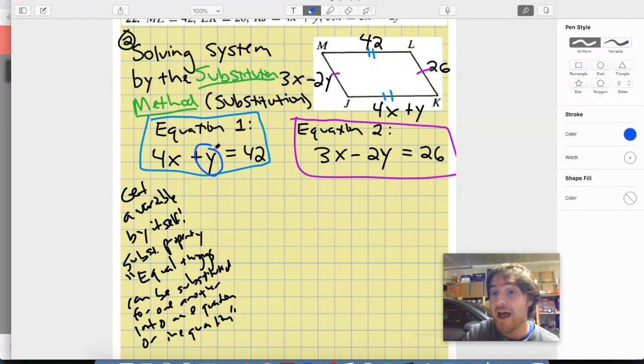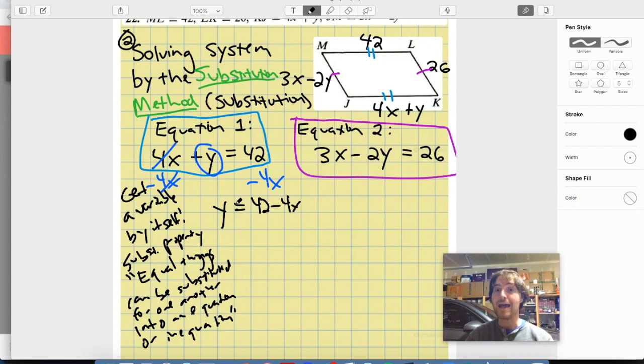Why don't we get y by itself again? We were dealing with y earlier. How do I get y by itself? Subtraction property of equality. Let's take away those 4x's. Let's get rid of them, and those go away, and then I get that y. This is the same exact thing we did earlier. You're like, Mr. Fortin, I've done this. There's going to be another step after this that's a little bit different. Now I have y isolated.